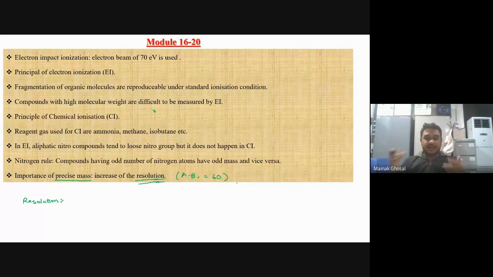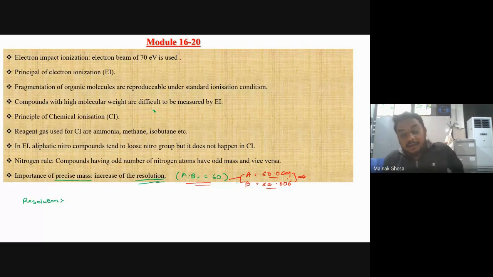Just like here, if you have two compounds which have masses like 60 point something. Suppose for A it is 60.009 and for B it is 60.006. In modern mass spectrometry instruments the resolution is so high that it can differentiate between these two peaks, which differ by 0.003. This difference can also be resolved using today's mass spectrometry.